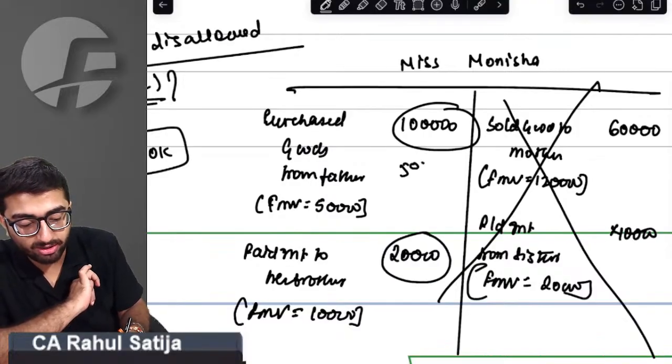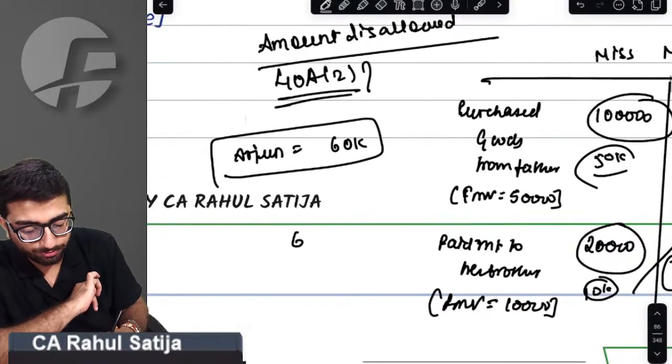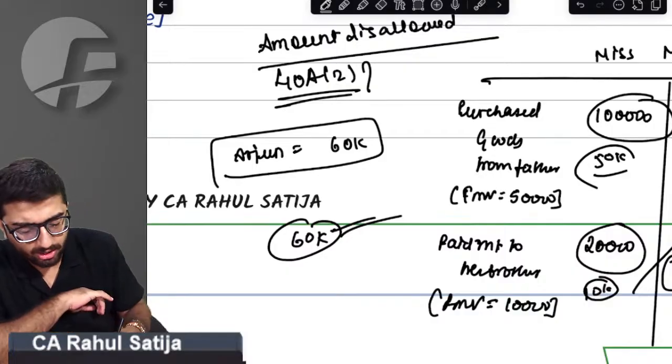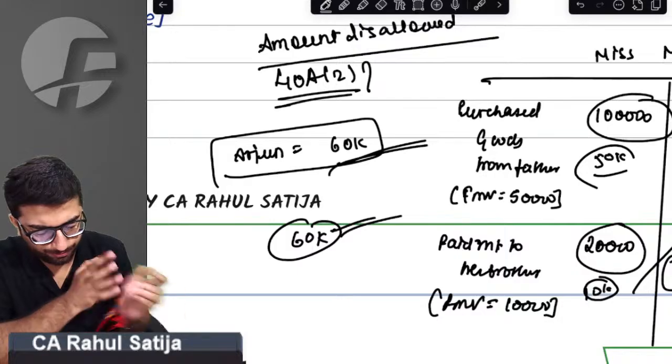So excessive payment here is 50K. Excessive payment is 10K here. All in all, sir, 60K payment is being made. Therefore, 60K will be disallowed. Sir, as Arjun said, as Monisha said, it is absolutely correct.